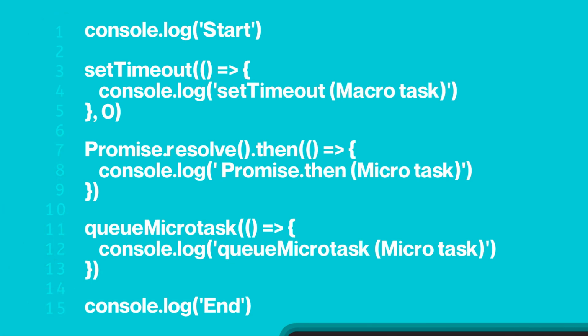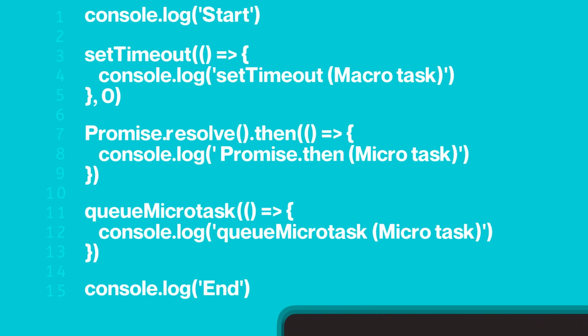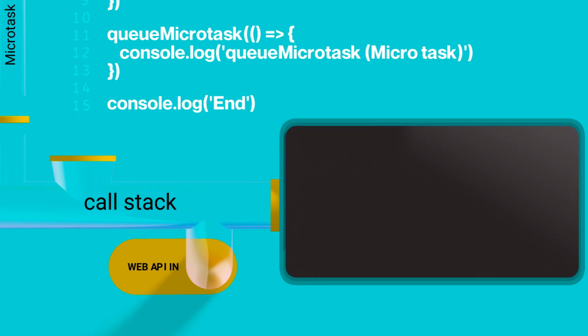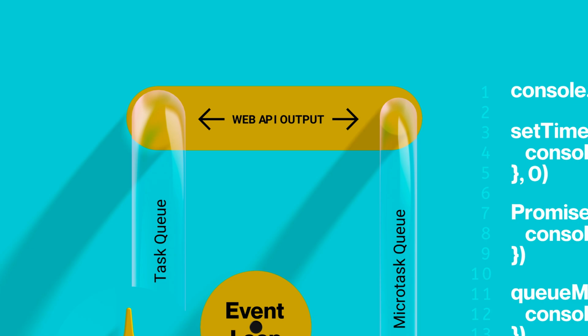The code executes in the main program thread, line by line from top to bottom. All tasks go into the call stack. From there, they are either sent to the web API or immediately output the result to the user's screen. Tasks that return after being processed by the web API go into queues. Microtasks go into the microtask queue. Macrotasks go into the task queue.